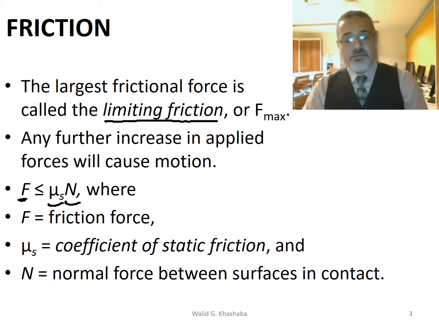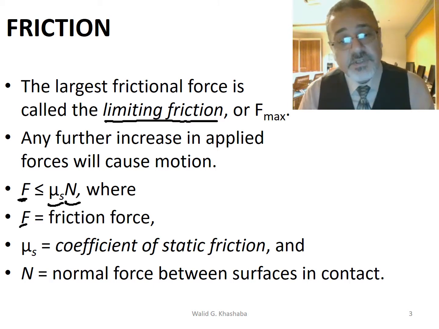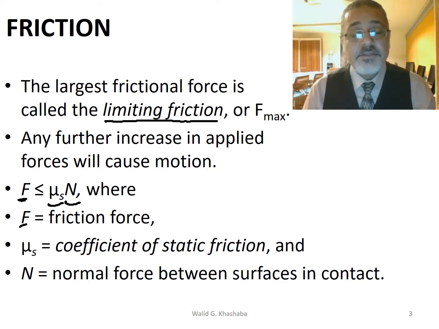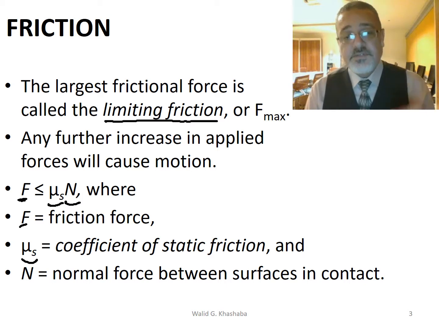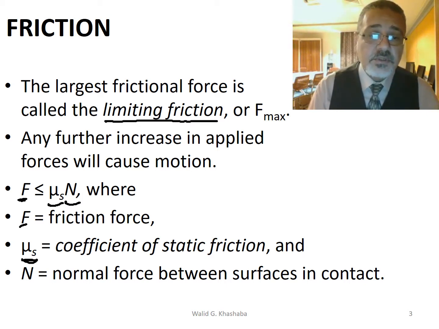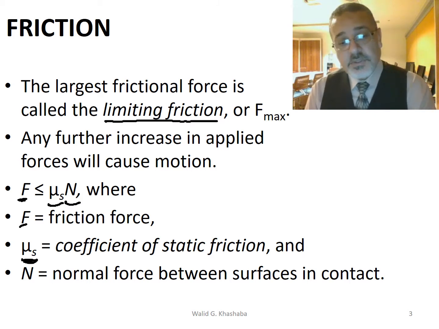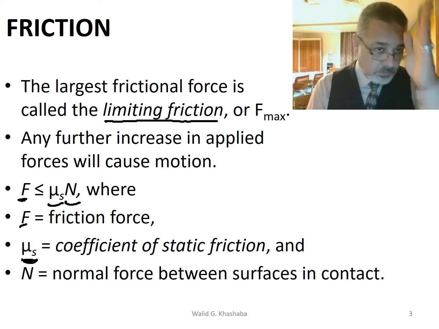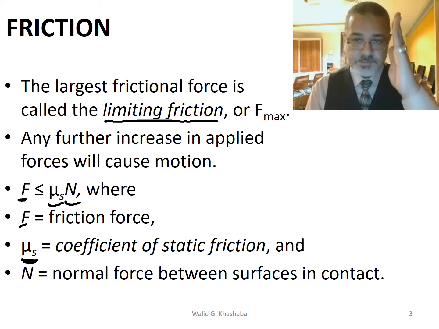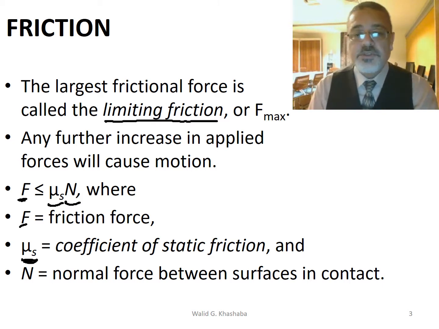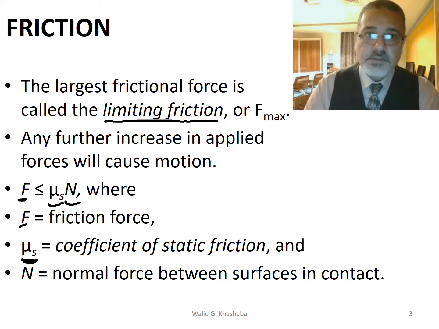What's mu s and what's N? F is the friction force, of course, and it should be less than mu s times N, where mu s is the coefficient of static friction. He would provide you with this as a given in most of the questions. N, which is the normal, is the vertical force between surfaces in contact.